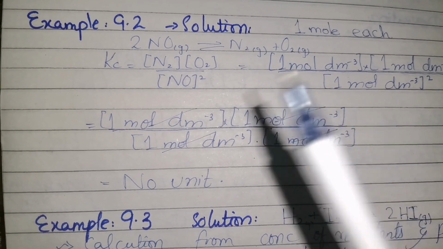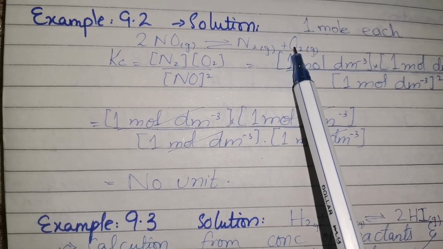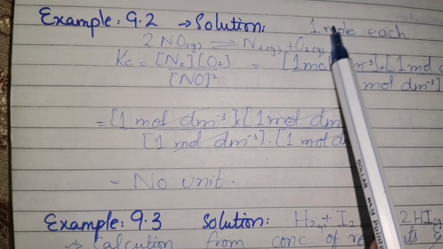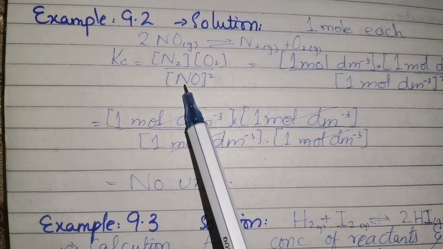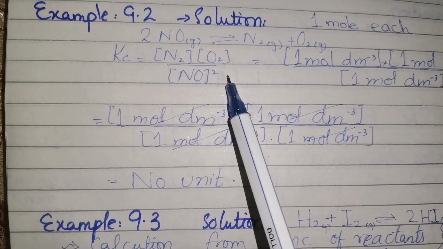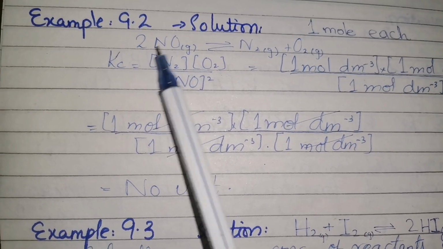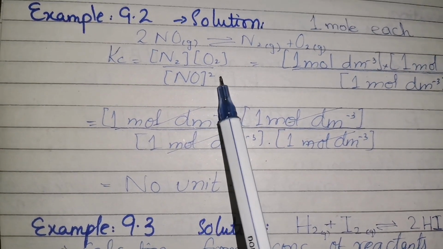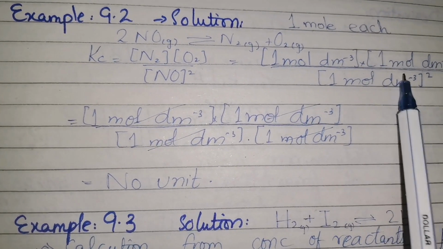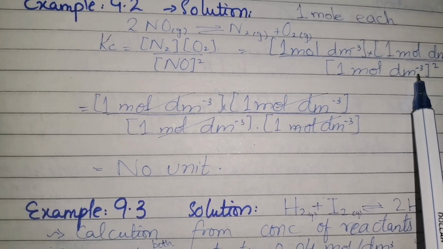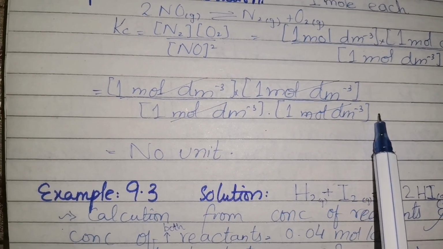Coming towards another example, in this example they tell us that NO is breaking down into N2 and O2. In the question it is given that there is 1 mole of each. While writing the expression for Kc, that is product divided by reactant, we will write 1 mole per dm cube for each. Here there is a 2 before NO, so we will write it in a square form. So 1 mole for each product and 1 mole for NO, but with the whole square. When we open this square, we can write it in this form: 1 mole per dm cube into 1 mole per dm cube.